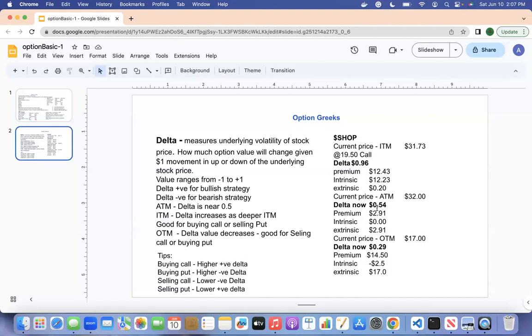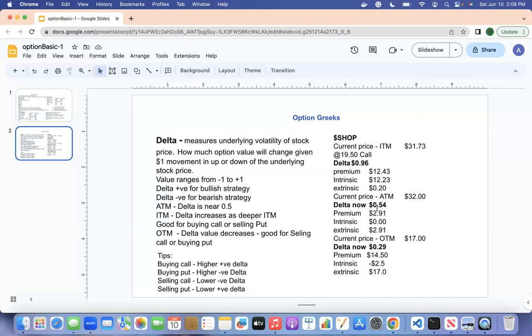And delta, another case of out of the money is like the stock is now $17. So in this case, your call will go worthless. You see delta is very low, which is not good for buying a call. Your premium is huge, $14.50, because you're choosing a very low stock price, and there is a lot of room to grow before you can make any money from the stock. And your intrinsic value is negative, and extrinsic value is huge.